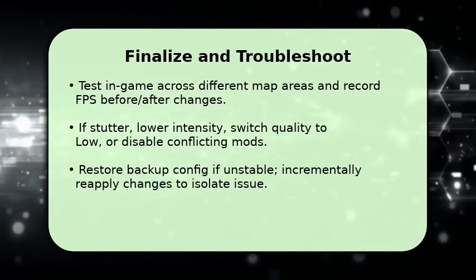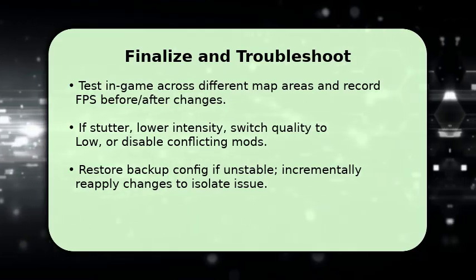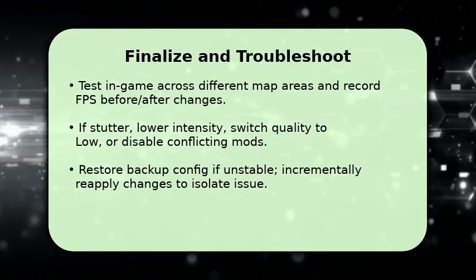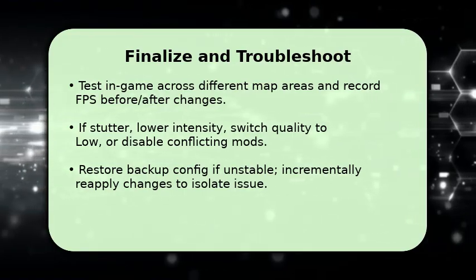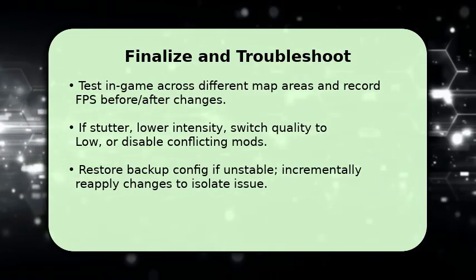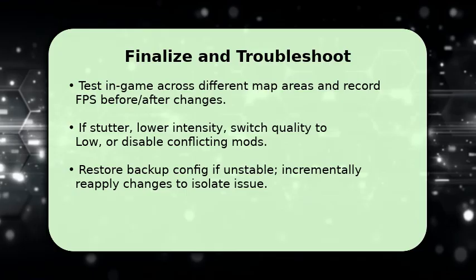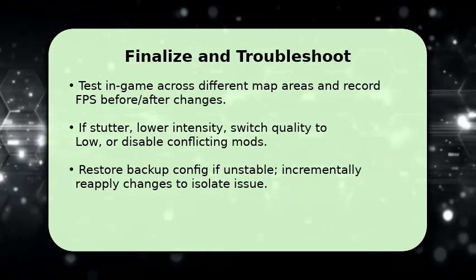If you notice stutter or frame drops, reduce intensity and quality or temporarily disable other camera or shader mods because conflicts often cause performance issues. Once stable, save a named config profile so you can return to this setup. If instability persists, restore your backup and reapply, changing one at a time to find the culprit.